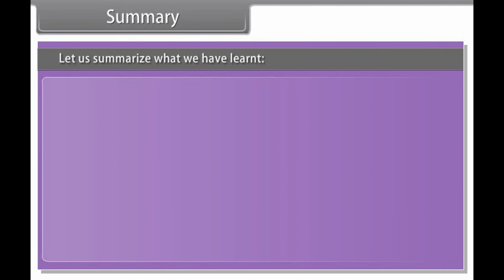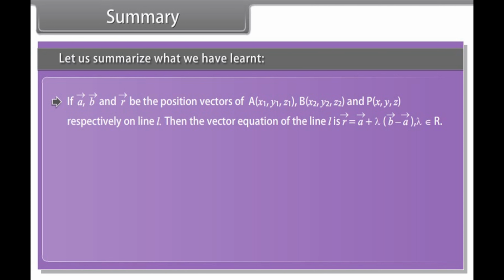In Cartesian form, if vectors A, B, and R are the position vectors of A(x1, y1, z1), B(x2, y2, z2), and P(x, y, z) respectively on line L, then the vector equation of the line L is vector R equals vector A plus lambda times vector B minus vector A, where lambda belongs to the real numbers. The Cartesian equation of the line is (x minus x1) by (x2 minus x1) equals (y minus y1) by (y2 minus y1) equals (z minus z1) by (z2 minus z1).